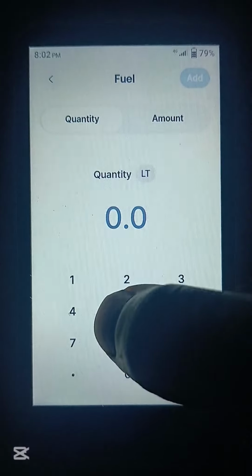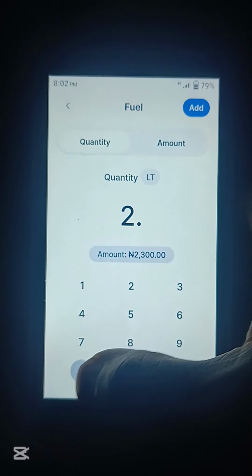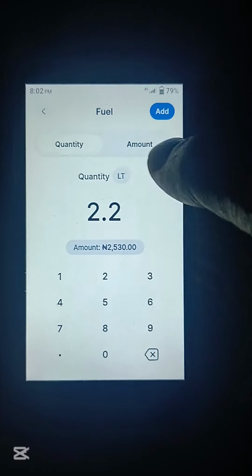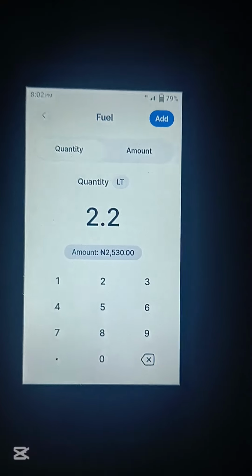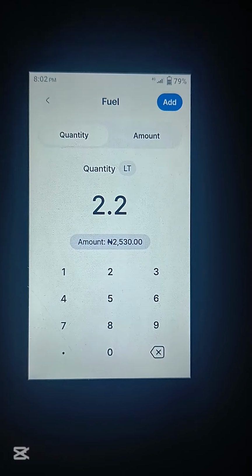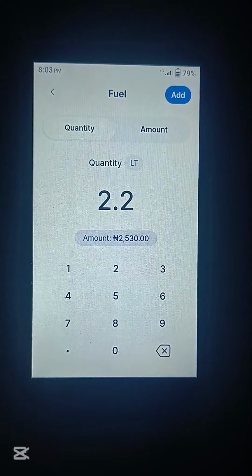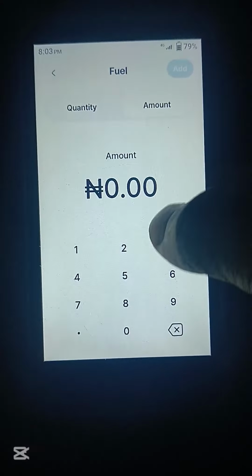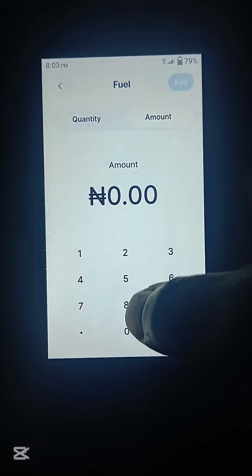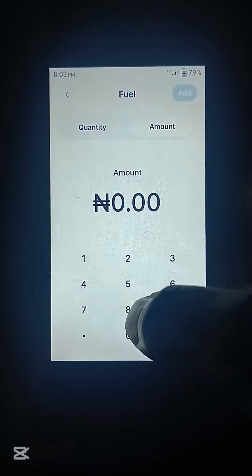So for example, let's say somebody comes to buy 2.2 liters of fuel. The price will automatically be given to us as 2,530 naira, and we can add it to our cart. Also, let's say somebody comes to buy 5,000 naira worth.